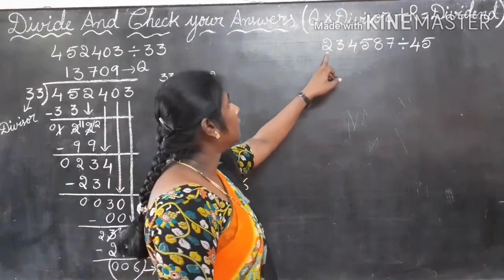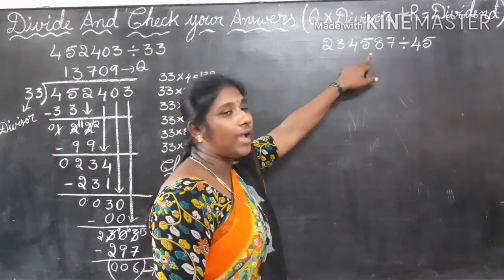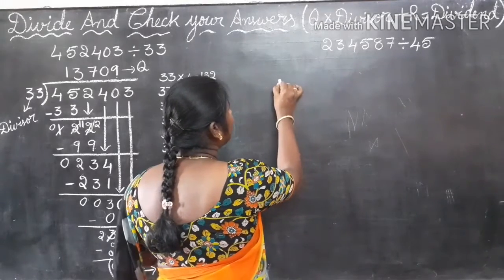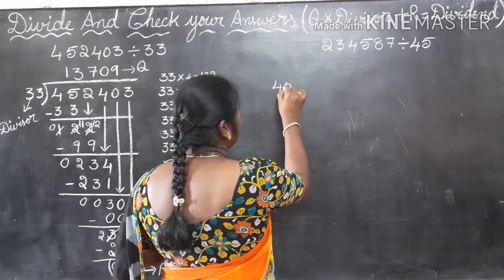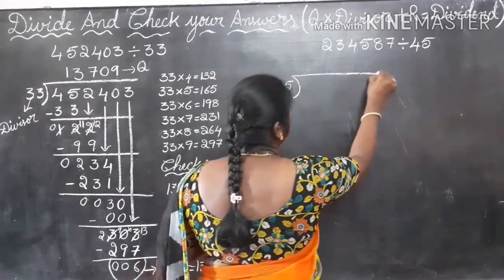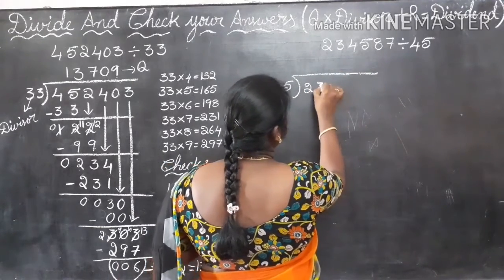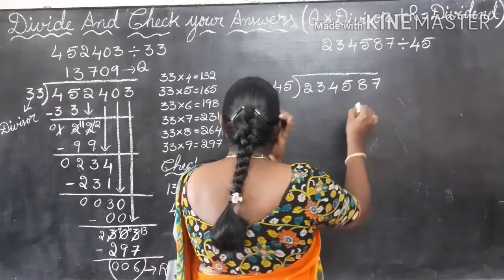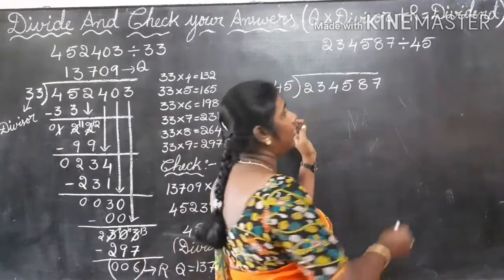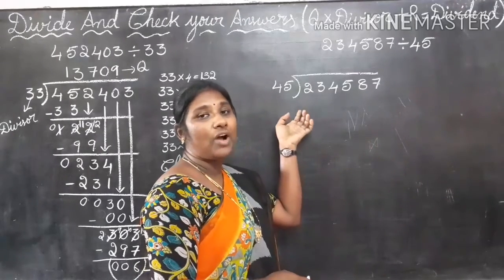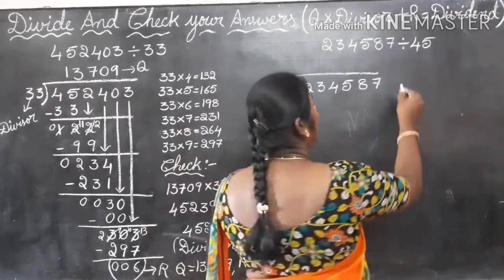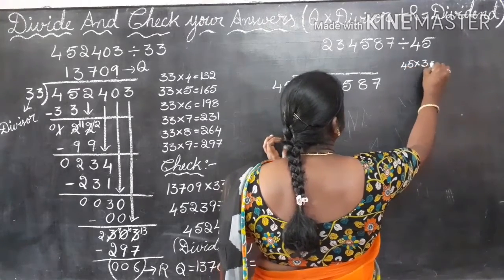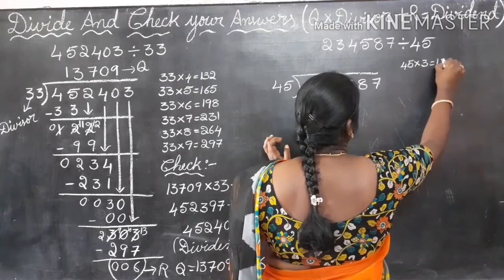Next one is 2,34,587 divided by 45. So we have to do division with 45. Here we have tried the 45 table. 45 ones are 45, 45 twos are 90. So 45 threes too we can write here. 45 threes are 135.